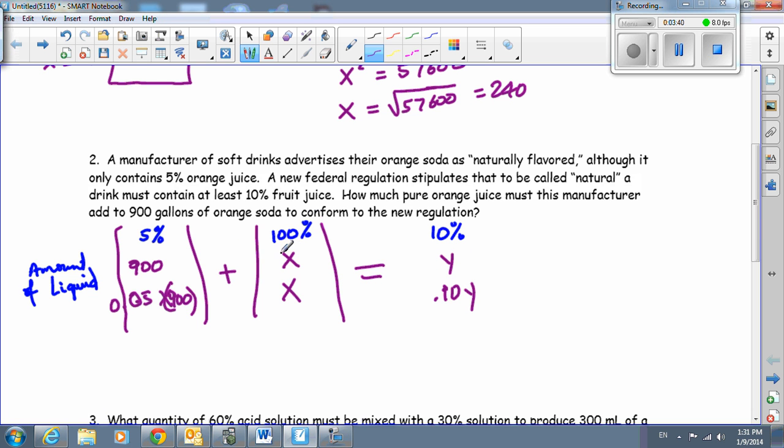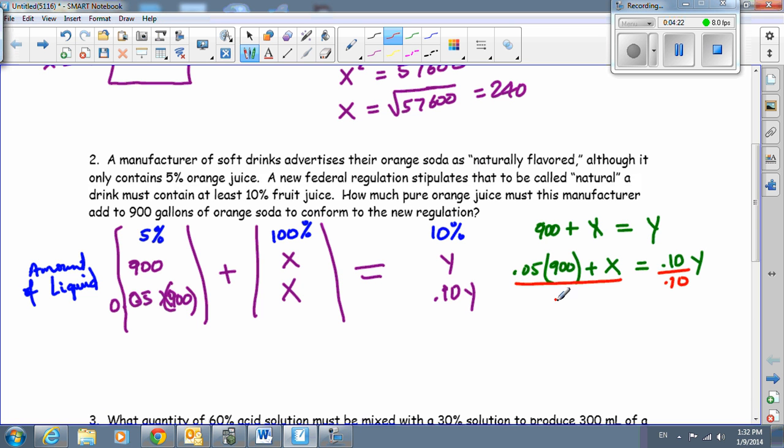Well, at this point, I got two different equations. The first equation here is 900 plus x, which will give me the total amount of drink that I will have. The second equation will be 0.05 times 900 plus x will give me 0.10y. From here, you can use different ways to solve it. I'll suggest you use your calculator actually. You solve for y here, solve for y here, and find the intersection. To solve for y on top, it's done already. So on the bottom, I will divide everything by 0.10.